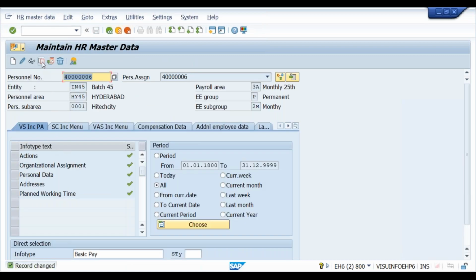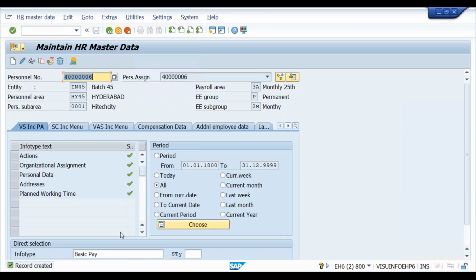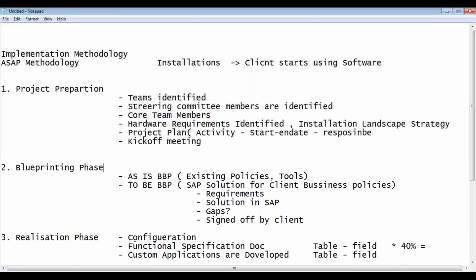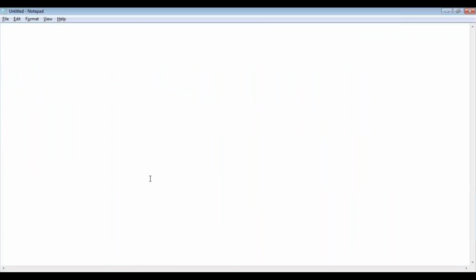Now I'll increase the grade of the employee to 2, effective from the 21st. Then the salary is increased to 35,000. Now tell me, how much should I pay to this employee? This is the April month. This is the reason why the splits are created. Now tell me, how much do I need to pay the employee?